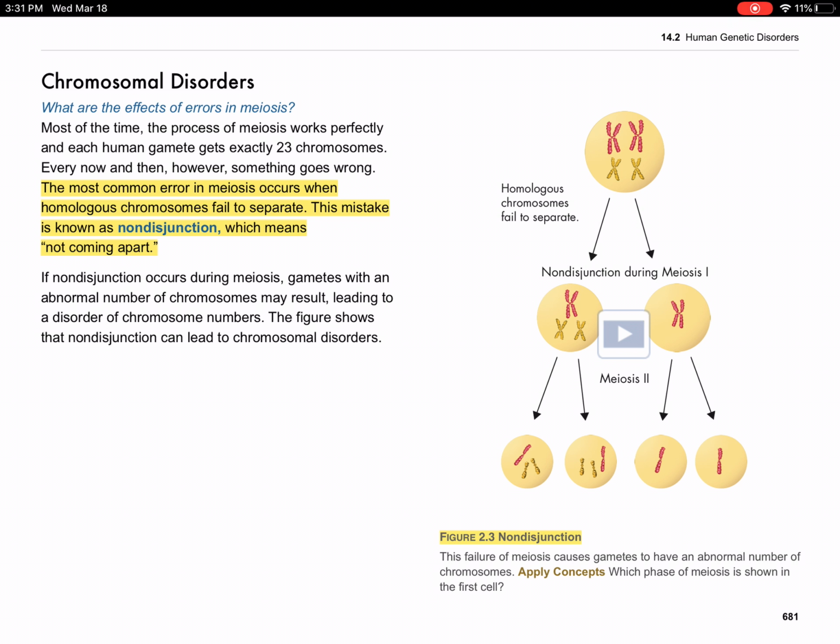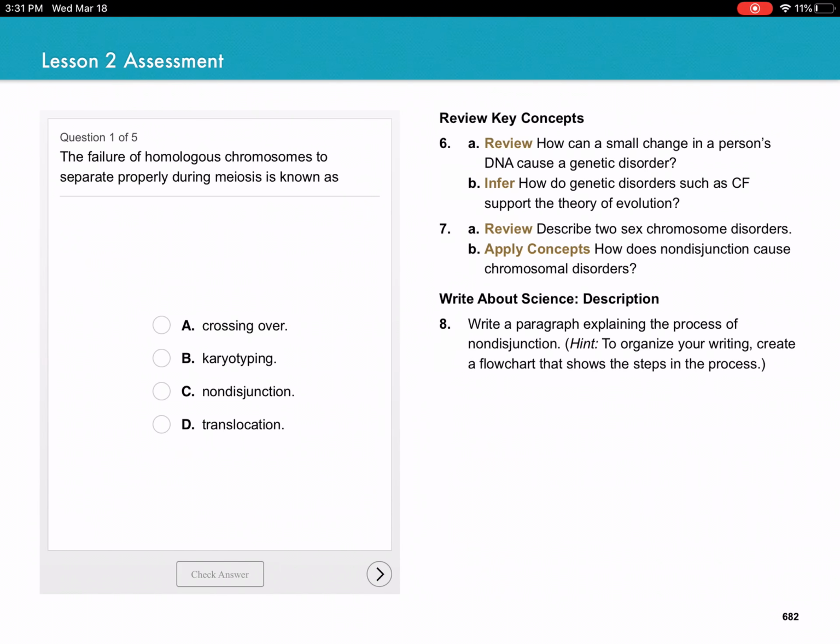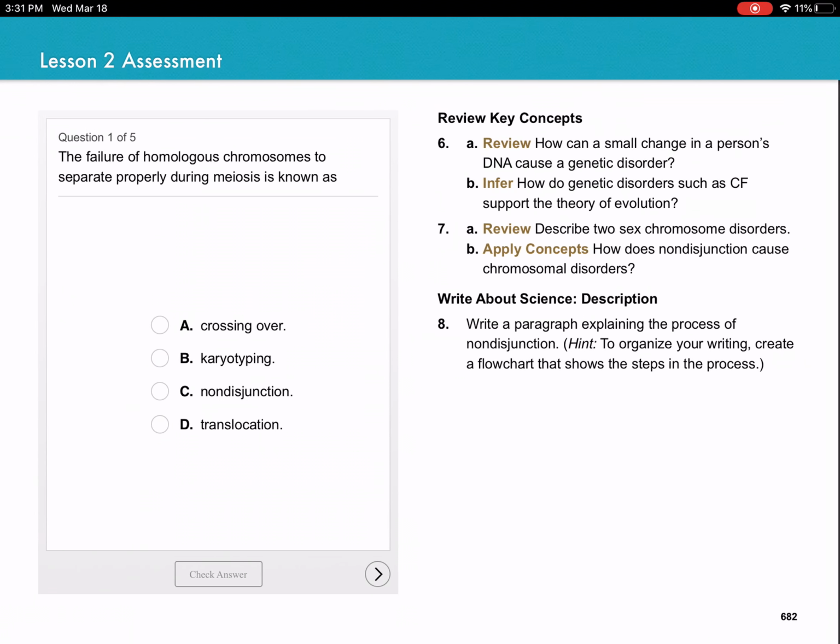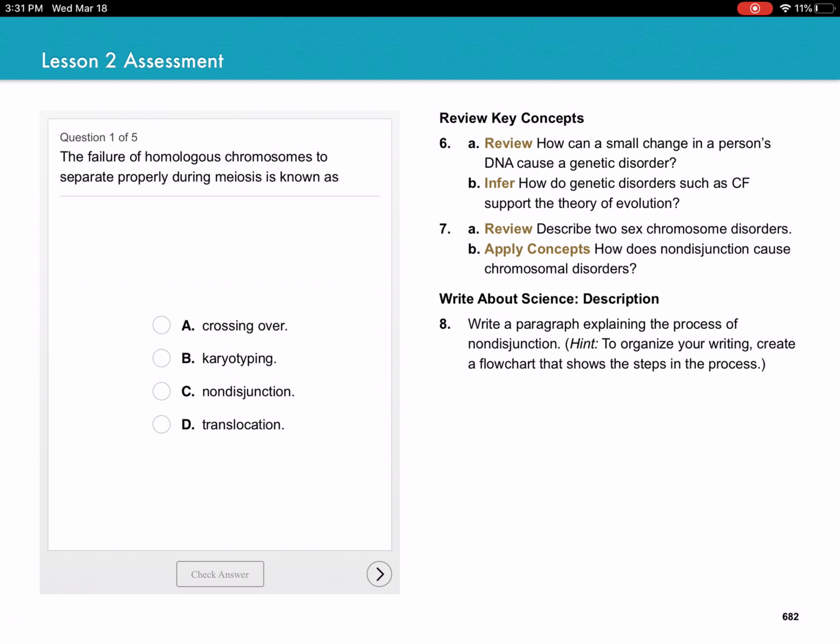All right, guys, this brings an end to our 14.2 lecture on human genetic disorders. Don't forget, you have lesson 2 assessment questions to look at. And if you have any questions over them, just send them to the comment section of the assignment.